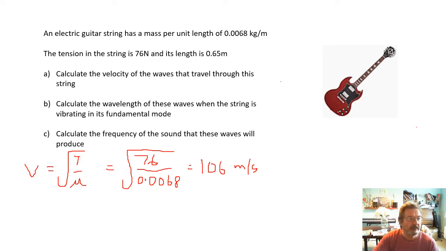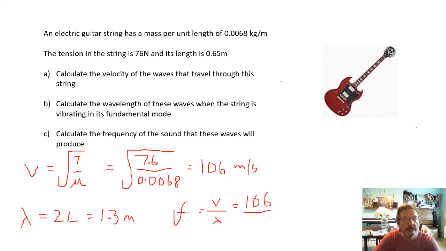Okay, the wavelength is going to be twice the length, so lambda is 2 times L, and that will be 2 times that, which is 1.3 meters, I believe. 1.3 meters, and then again F equals V over lambda, equals 106 divided by 1.3 equals 81.3 hertz.